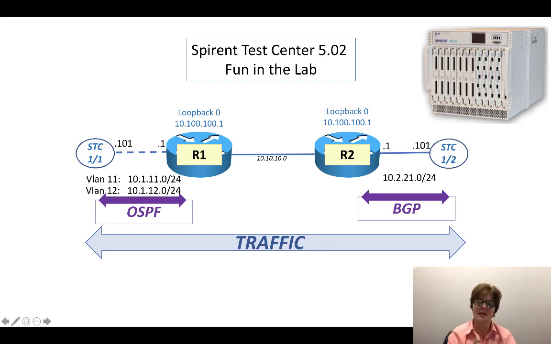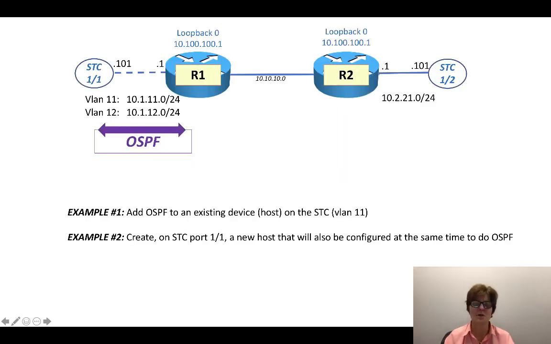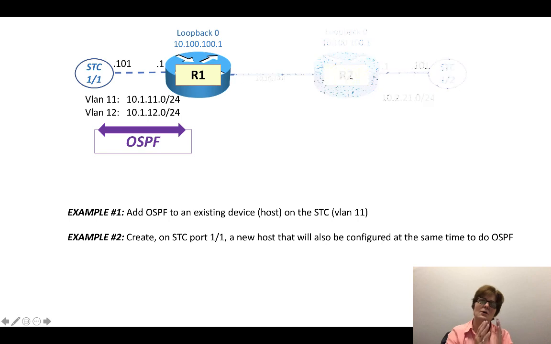This is going to be a little YouTube, part of a larger one, which is just getting the OSPF up and running between Router 1 and the Spirent Test Center. We're going to do two different cases, but we're only going to focus on between Router 1 and the Spirent Test Center. In another YouTube, we'll do the BGP, and then we'll also do traffic. But for this one, we're just going to focus on between Router 1 and the Spirent Test Center, STC.